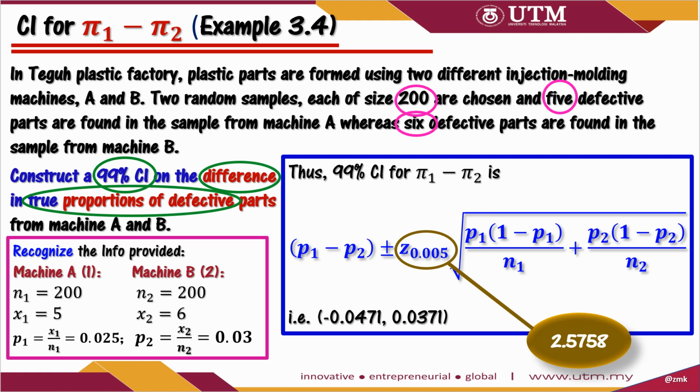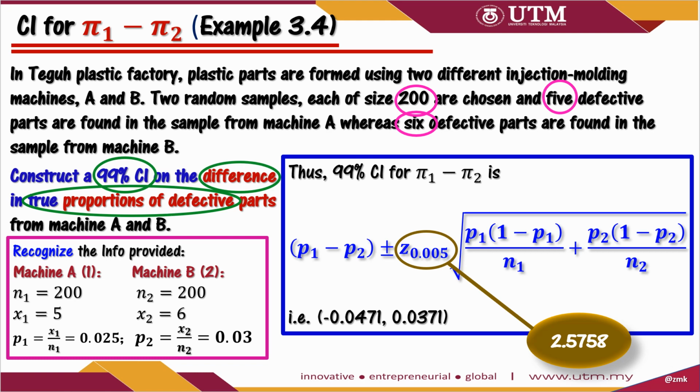What can you infer from this answer then? You can say that with a 99% confidence, it is expected that there is no difference between the proportions of defective parts produced by the two machines based on the sample data. Why is that so? A possible reason is that the confidence interval does contain a value of 0, which indicates no difference.